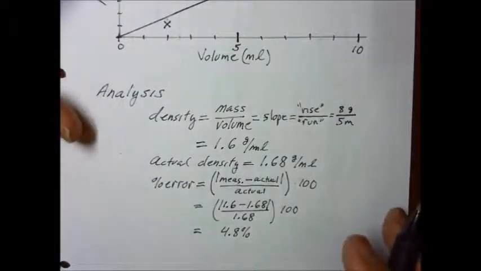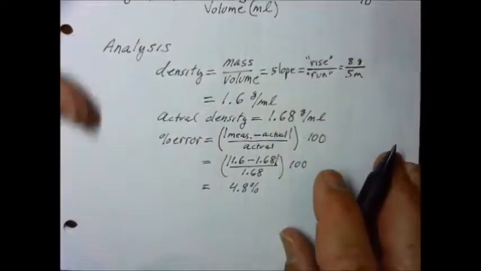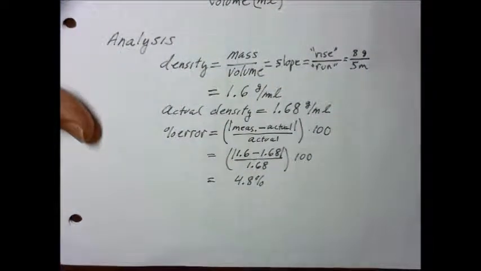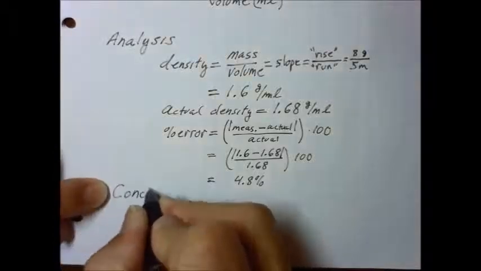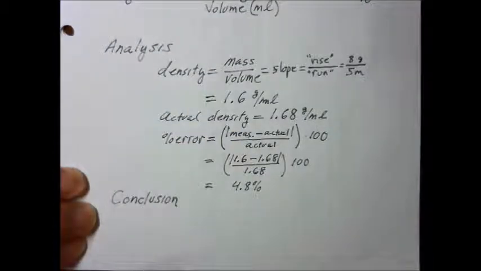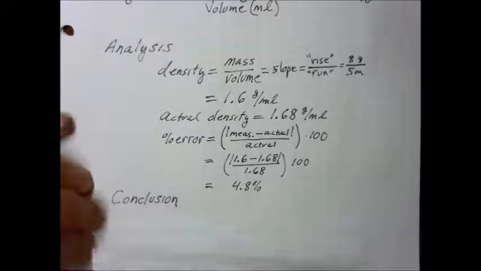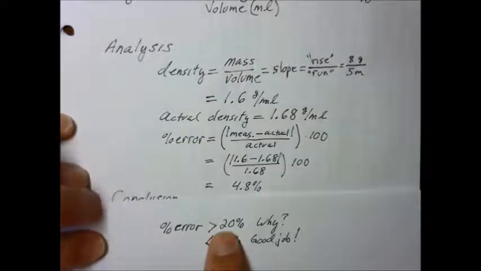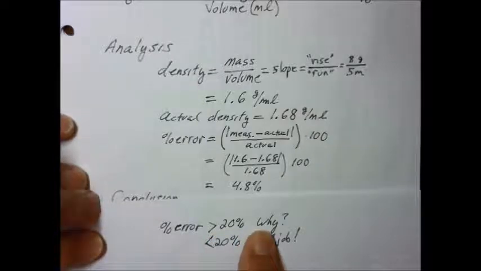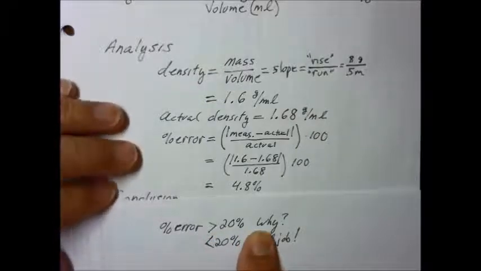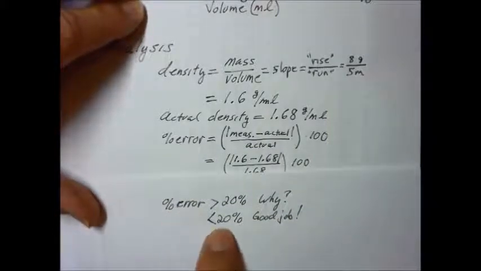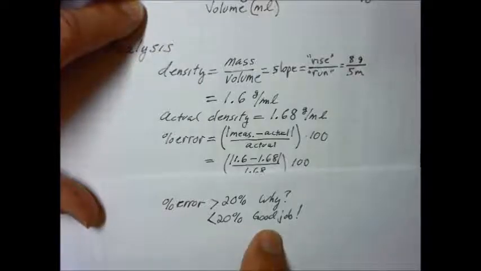Okay. So that's all I want you to do for the analysis, and then all we have left to do is to write a concluding statement. For this experiment, I'm going to say that if your percent error is greater than 20%, you need to explain why. Maybe there was something that happened during the experiment which caused you to have some error. If your error is less than 20%, then good job.